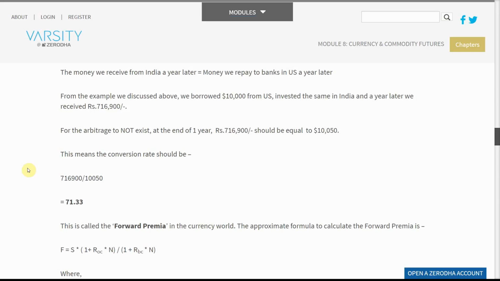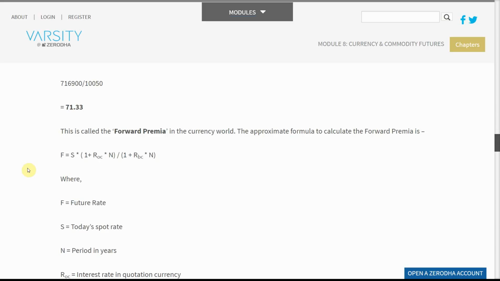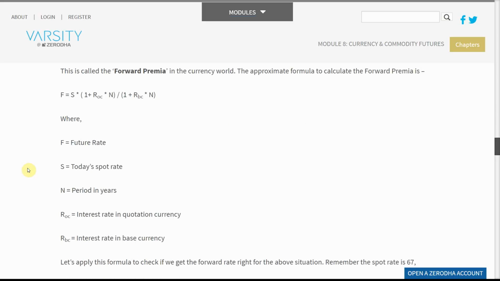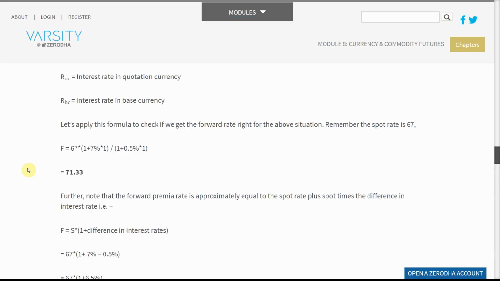This means the conversion rate should be 716,900/10,050 equals 71.33. This is called the forward premia in the currency world. The approximate formula to calculate the forward premia is F = S * (1 + ROC * N) / (1 + RBC * N), where F equals future rate, S equals today's spot rate, N equals period in years, ROC equals interest rate in quotation currency, RBC equals interest rate in base currency.